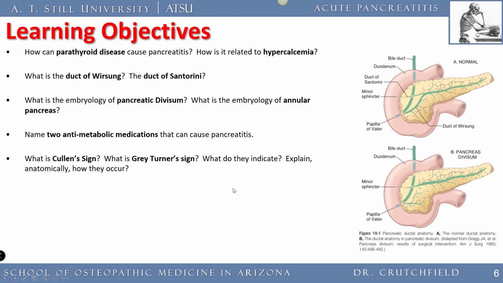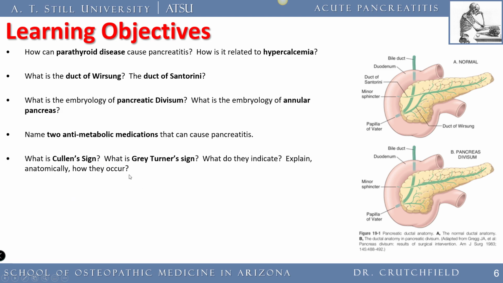What are they? What's Cullen's sign and Gray-Turner's sign? If those sound familiar, it's because we talked about them as part of the retroperitoneal hemorrhage when we looked at the anatomy of the muscles of the abdominal wall. So what do Cullen's and Gray-Turner's sign indicate? Usually that there's retroperitoneal hemorrhage, usually hemorrhagic pancreatitis. And then explain anatomically how they occur.